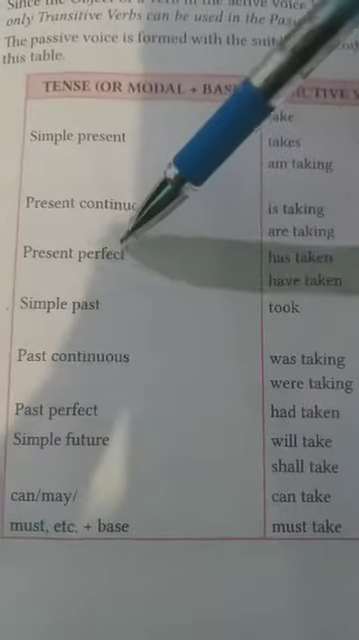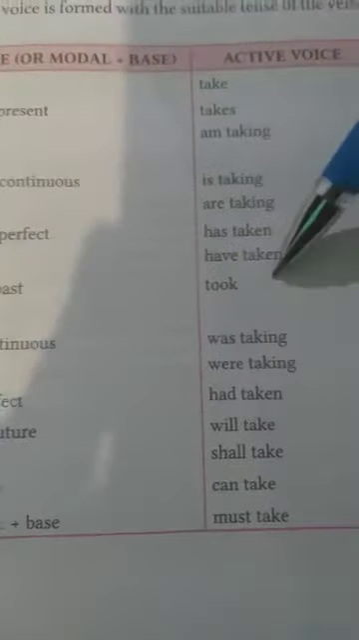The same way, present perfect tense has taken becomes has been taken, have taken becomes have been taken. Then simple past, the second form of the verb. If you go through the structure of simple past, it is subject, verb second form and object. So the verb took has come, and with took we will use was taken. And if there is a plural subject, then it will be were taken.